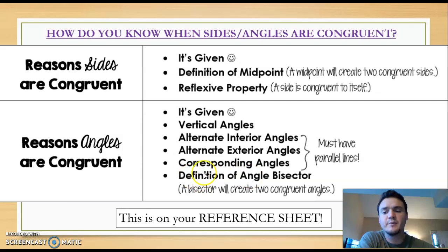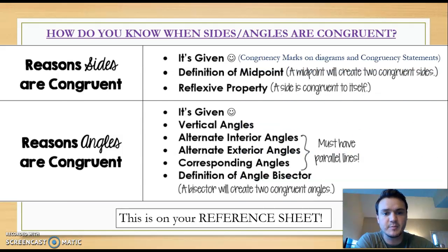And then we will look at a problem later on that deals with the definition of an angle bisector. So if they say that some line bisects an angle, what you're doing is creating two angles on either side that are exactly the same. They're congruent angles. We'll look at these in depth on the next slides for examples.